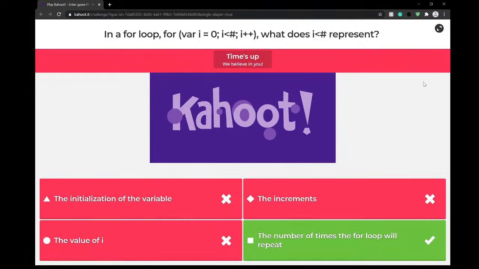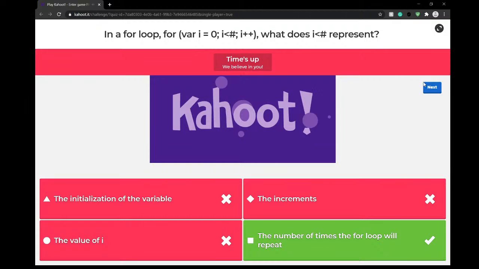So the answer would be D, the number of times the for loop would repeat. This is also in coding a lot in CSA, but CSP does less with coding, more with coding abstraction. But yeah, we do have an abstraction question later on, but that is for later on.